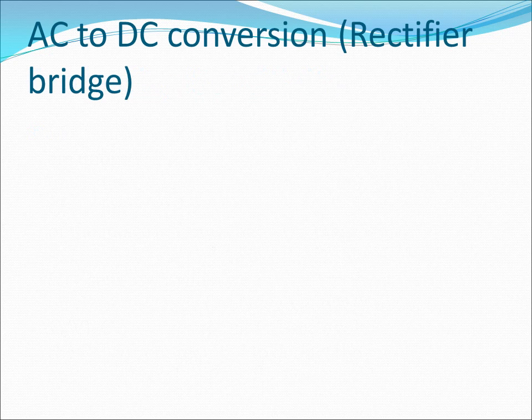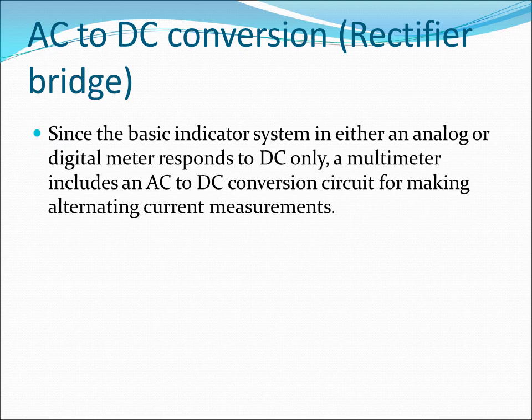AC to DC conversion through a rectifier bridge. Since the basic indicator system in either an analog or digital meter responds to DC only, a multimeter includes an AC to DC conversion circuit for making alternating current measurements.